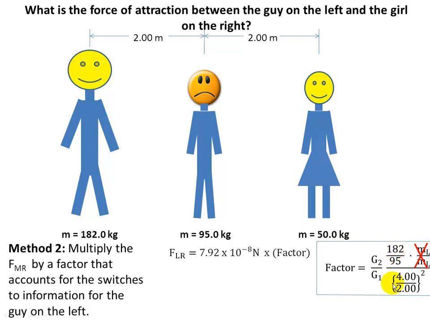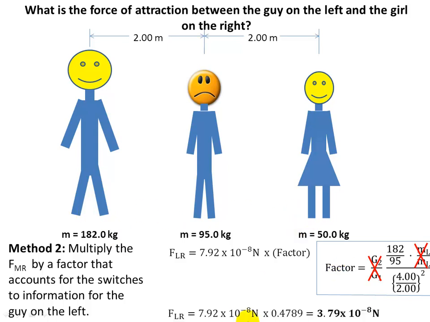And we had the distance between the center of the girl on the right and the guy in the middle, and now we have the distance between the center of the girl on the right and the guy on the left. And by the way, the gravity constant cancels out. So here we have 182 over 95, the after divided by the before for the mass, and 4 divided by 2 for the distance, and that whole number is going to get squared. That complete number is going to get squared down there because it's representing the distances. So it had been 2 meters between middle guy and the girl on the right, and now it's 4 meters between the left guy and the girl on the right.